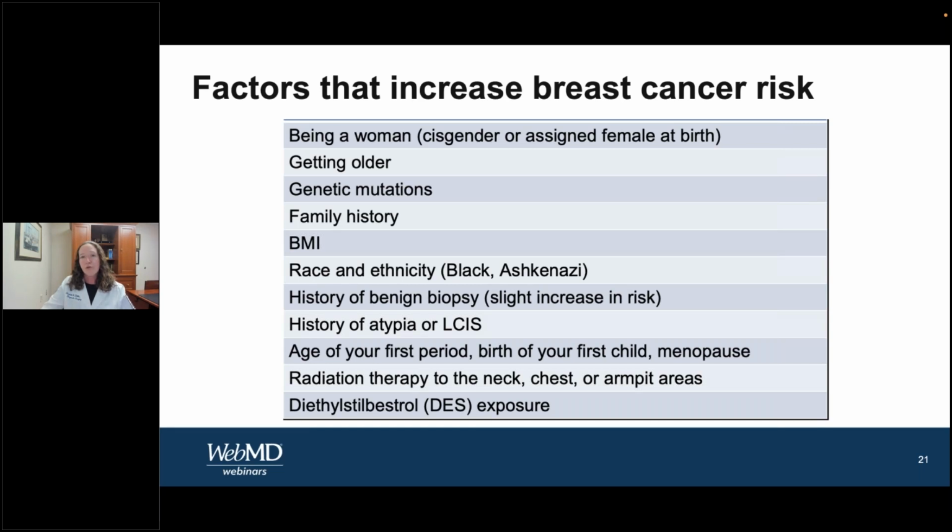If you have a personal history of radiation therapy to your neck, chest, or armpit area in the past, or any exposure to DES, which is a synthetic form of estrogen that used to be used more commonly.